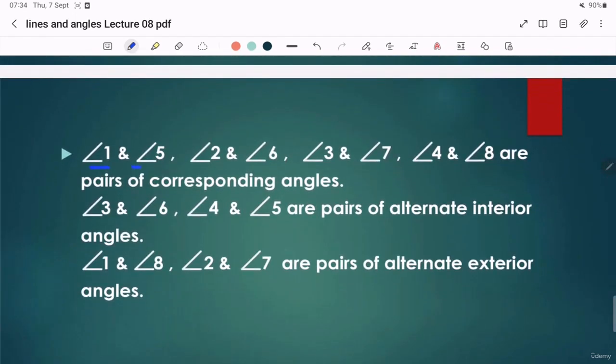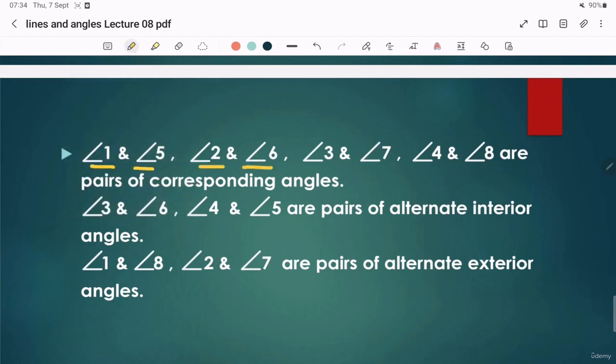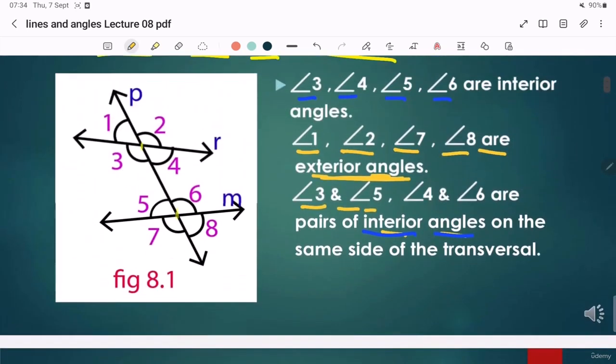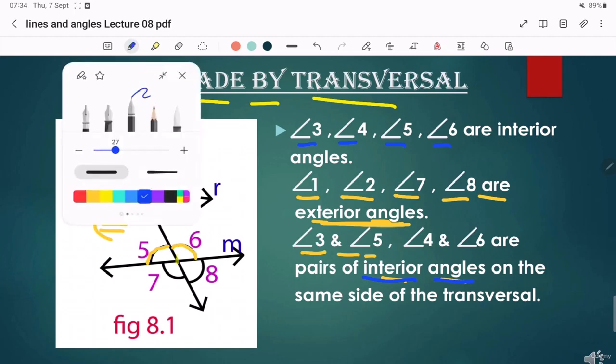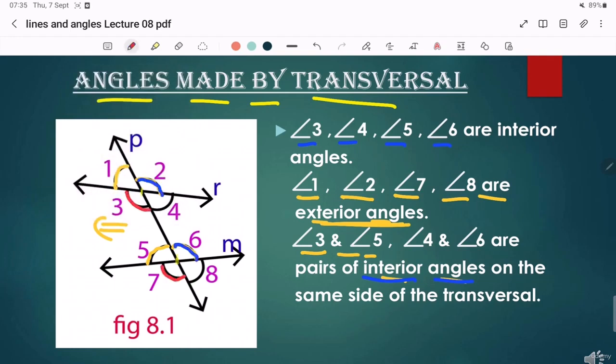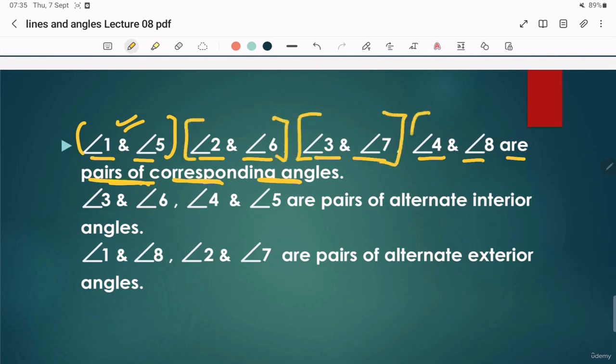Angle 1 and angle 5, angle 2 and angle 6, angle 3 and angle 7, angle 4 and angle 8 are pairs of corresponding angles. This angle 1 and this angle 5 is one pair of corresponding angles. Angle 2 and angle 6 is another pair. Angle 3 and angle 7 is another pair. Angle 4 and angle 8 is another pair. So we have a total of 4 pairs of corresponding angles. This is one pair, this is another pair, this is another pair, and this is the last pair.